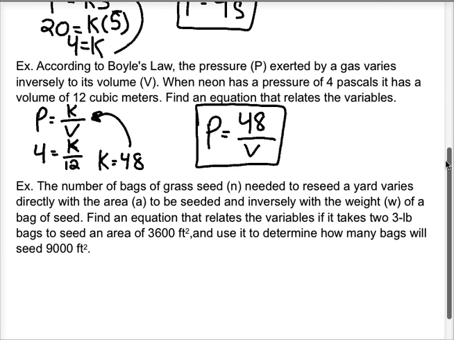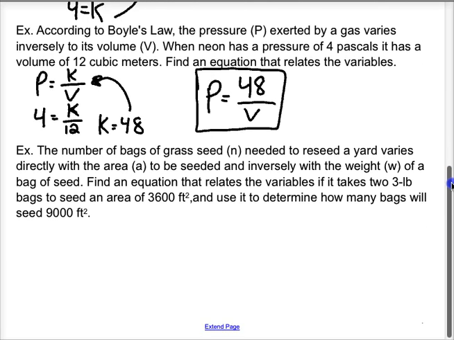All right. Let's keep moving through our examples. So, the number of bags of grass seed N needed to reseed a yard varies directly with the area needed to be seeded and inversely with the weight of a bag of seed. Find an equation that relates the variable if it takes two 3-pound bags to seed an area of 3,600 square feet and use it to determine how many bags will be needed to seed 9,000 square feet.